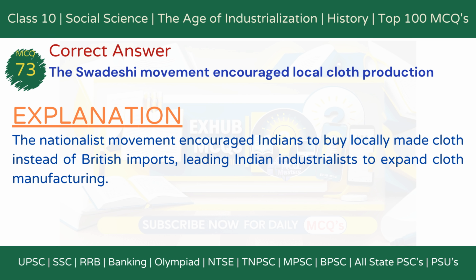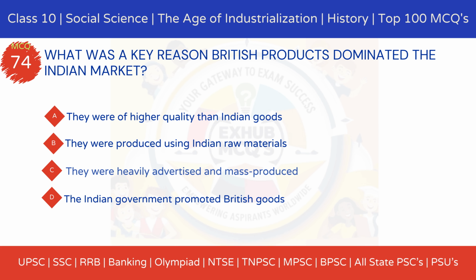MCQ 74. What was a key reason British products dominated the Indian market? Option A. They were of higher quality than Indian goods. Option B. They were produced using Indian raw materials. Option C. They were heavily advertised and mass-produced. Option D. The Indian government promoted British goods.